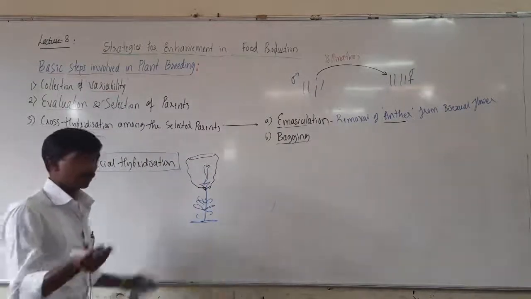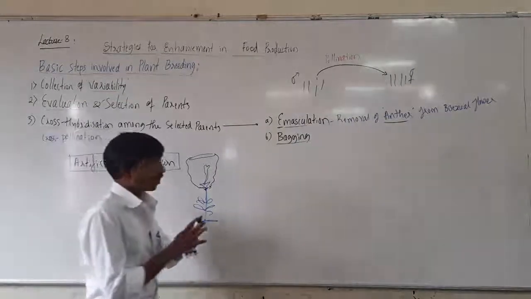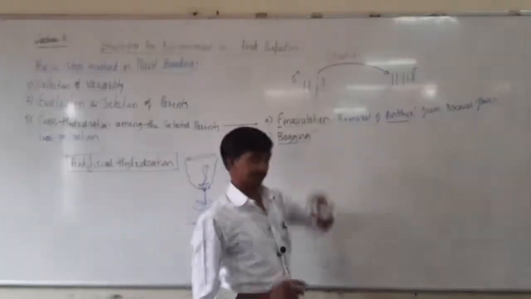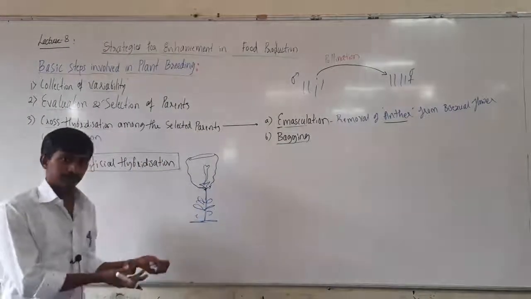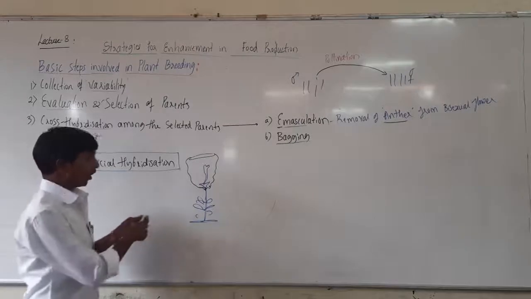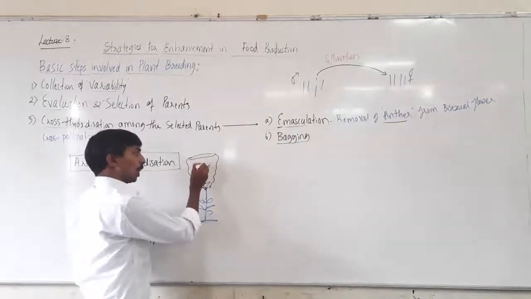Okay, why do they have to cover? Because there is a process called pollination, right? If you keep the flower open, the pollen of any species may fall on the stigma.